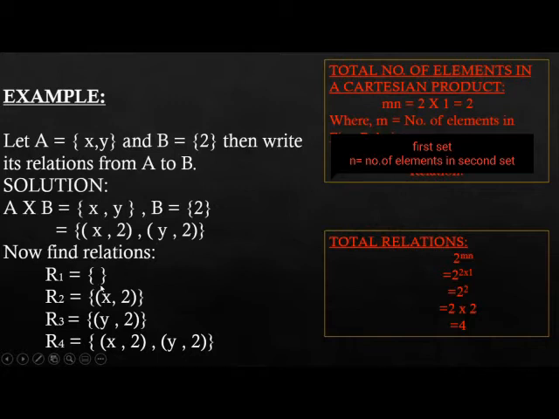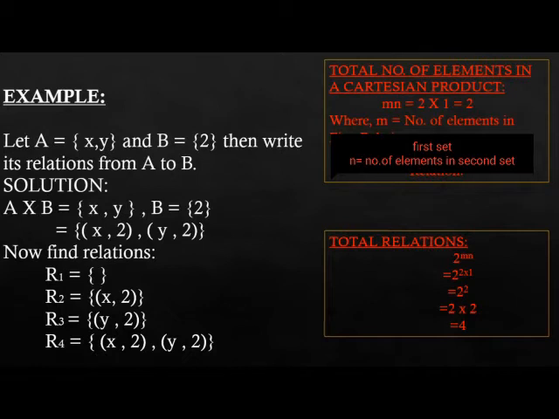The first relation is always a null set. Whenever you are required to find the relations, the first relation is always a null set. The second relation is the first ordered pair and the third relation is the second ordered pair. In the fourth relation, we write down both the ordered pairs. If there had been more ordered pairs, like a third or fourth ordered pair, you can make relations out of those as well.